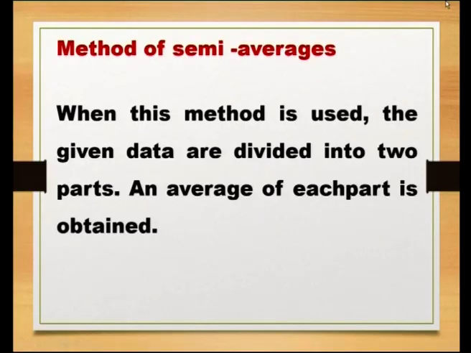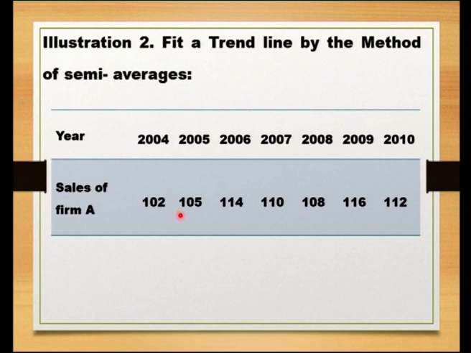In this session, some more illustrations will be done to calculate a secular trend by the method of semi-averages and method of least squares. First of all, the method of semi-averages. When this method is used, the given data is divided into 2 parts, and that is what is called semi-averages. After the data has been divided into 2 parts, for each part the average is calculated. We shall see an example.